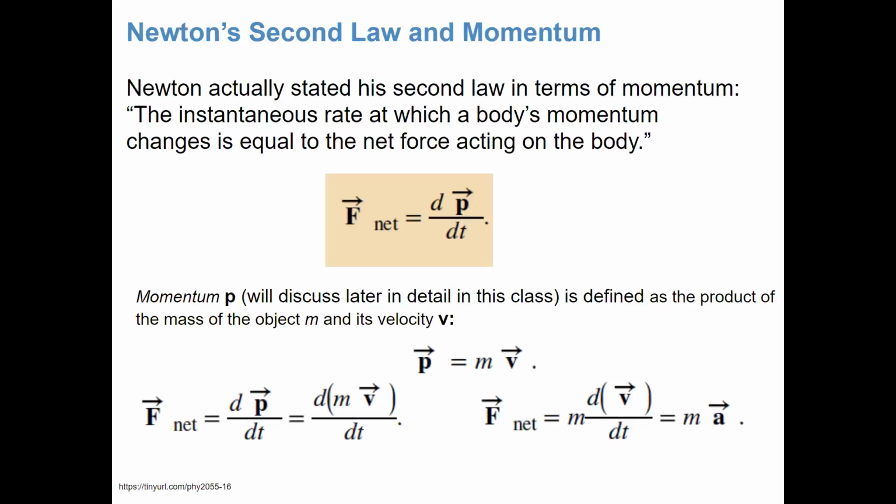This is a more complete description of the second law, just in case you are wondering. But for right now, we'll just focus on the case where mass is not changing. So we are still going to use pretty much this equation: F equals mass times the derivative of velocity over dt, or mass times acceleration.